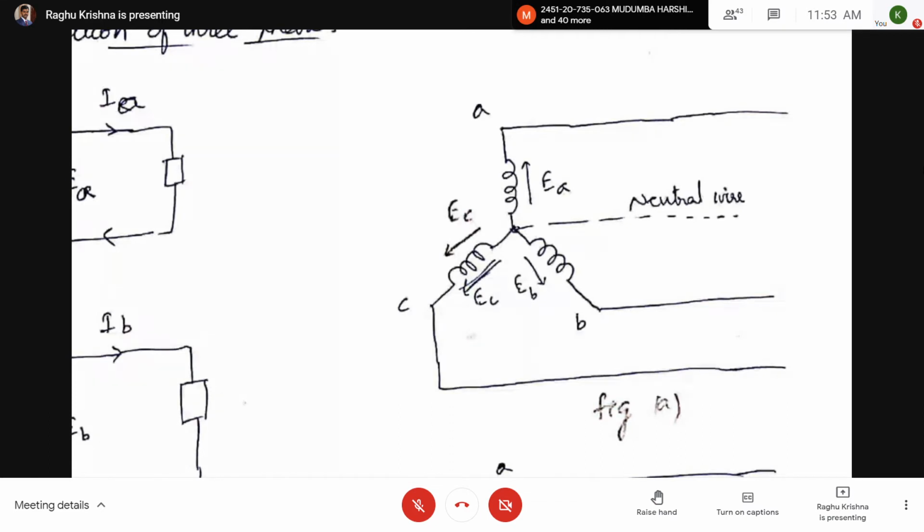So here the voltage between A and B is the line voltage, or line to line voltage, or simply line voltage.